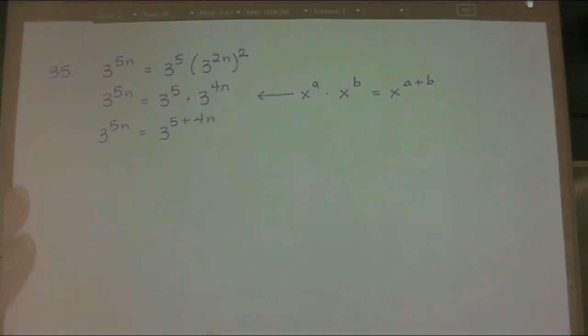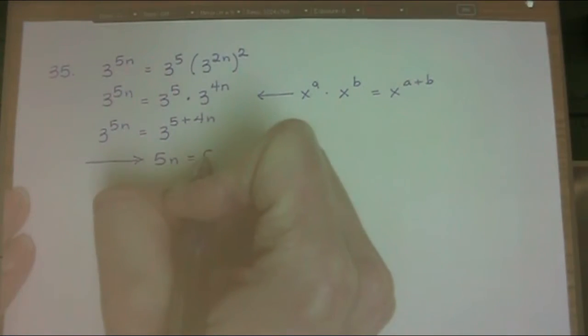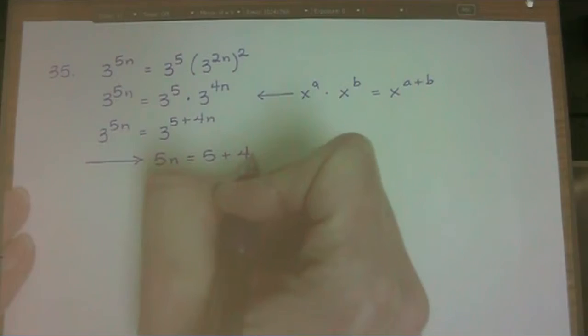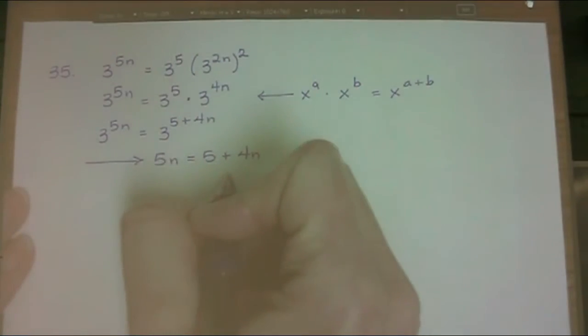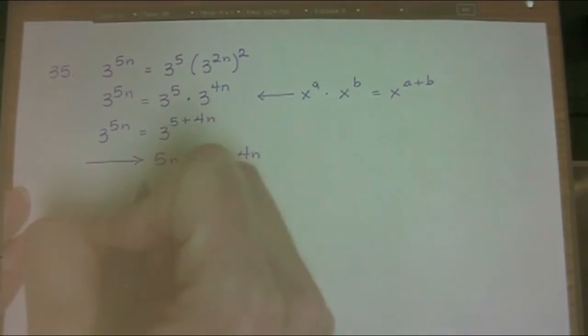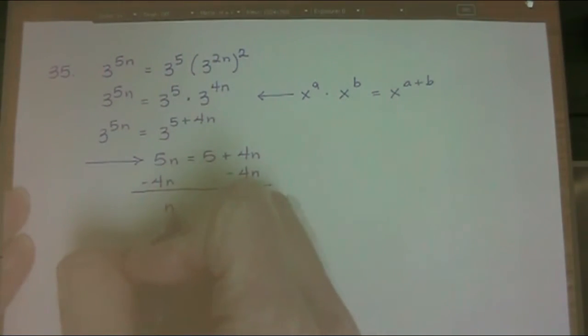Now I have the same base on both sides of my equation, which is 3. So my two exponents must be equal. And so what this means for me is 5n equals 5 plus 4n. Now all I need to do is solve for n. So subtract 4n from both sides. And I'm going to get n equals 5.